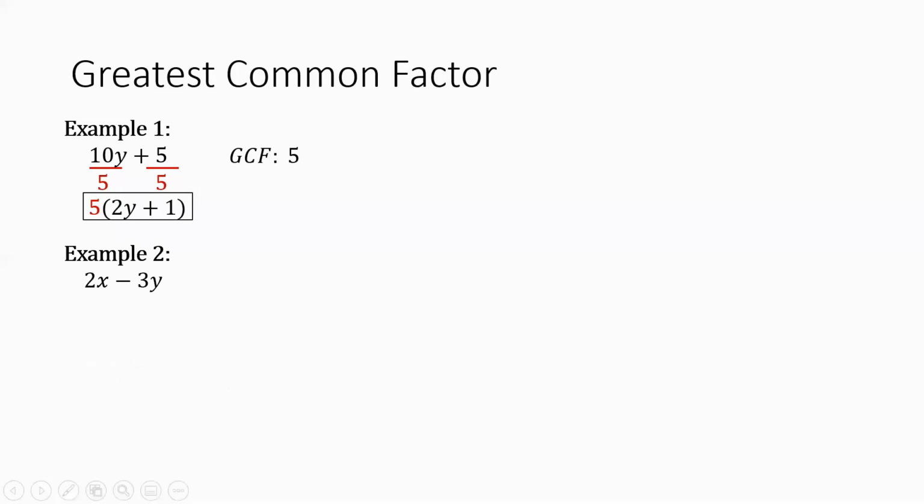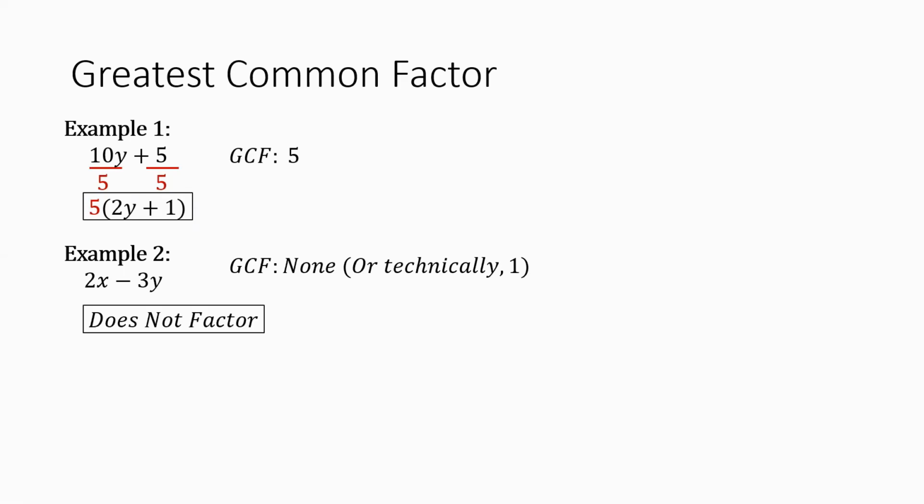Moving on to the next example. In this case, I have an x and a y. I don't have any variables in common. And then I have 2 and 3. Technically, 1 is a factor. That's true. But generally, when 1 is the only factor, we say they don't carry any common factors. So in this case, the GCF is none. I would give you credit if you said 1. And so when that happens, we can't factor it any further. We could pull out a 1, sure, but then that's not really changing anything. That's almost kind of silly and pointless. So when we have no GCF, or just 1, we say that it does not factor and we don't go any further.